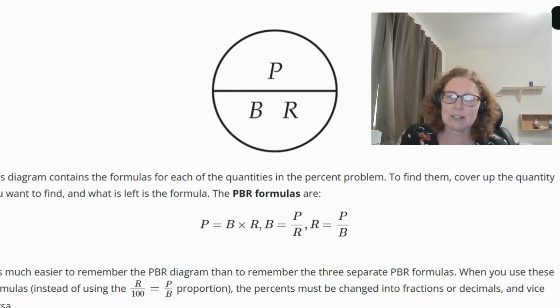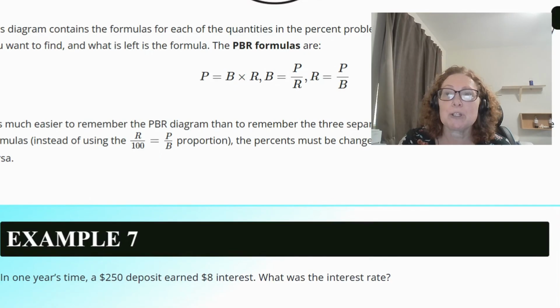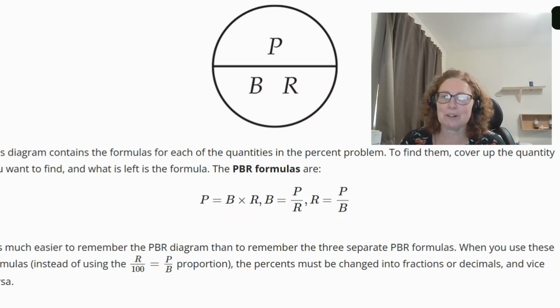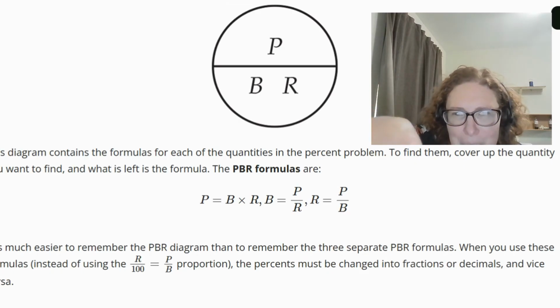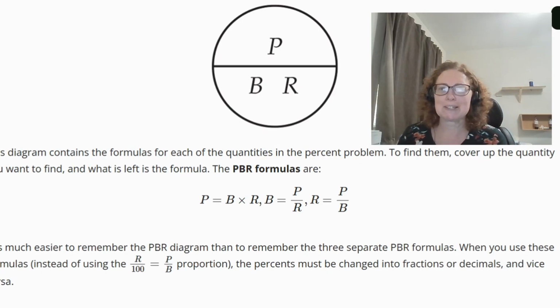So the way you can do this. So we looked at proportions, we looked at the problems. But you can also cover up what you're trying to find, and then what's left is the formula. So for this example, okay, I don't know the part, right? So I'm going to cover up the P. So try to do that. Cover up the P, and what's left? B and R. So the formula will be P is equal to B times R.